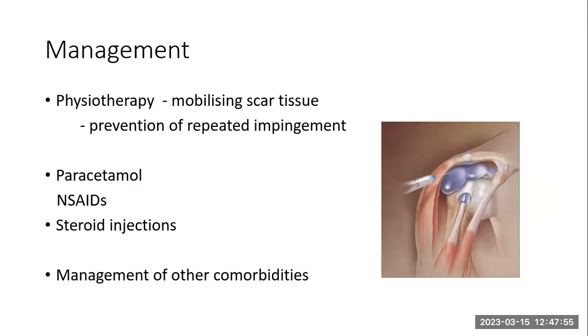Management of these patients: number one, physiotherapy should be started. In physiotherapy, you do two things: mobilization of scar tissue and prevention of repeated impingement in the future. To mobilize the scar, you have to approach the tendon, but in this posture you cannot, because it is underneath the bone. So you move the limb this way across the back, and then you can feel the tendon between the glenoid and the acromion. Then you move the tendon to and fro and release the scar tissue.